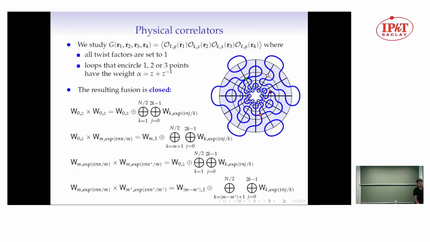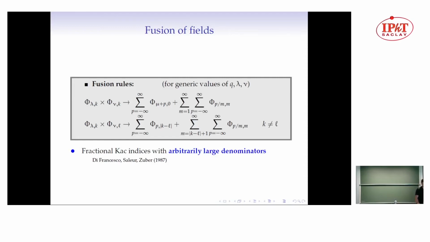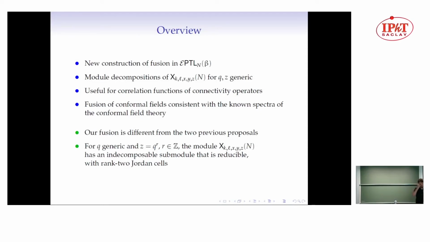Okay, so I think I was reaching my conclusion slide, my overview slide. So an overview of what I described is we gave a new construction for fusion of standard modules over the enlarged periodic Temperley-Lieb algebra, and we took these new representations X, and we found their module decompositions when Q and Z were generic. And we argued that these were actually useful to compute correlation functions of the connectivity operators, these 4-point functions, and we were able to find that the resulting fusion of the conformal fields had these Kac integers, which were fractions with arbitrarily large denominators, which were consistent with the known spectra of the expected logarithmic CFT.